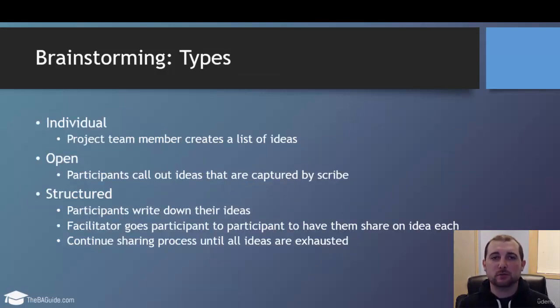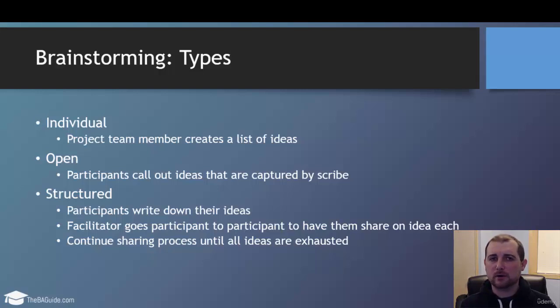So what are some different types of brainstorming? The first type is an individual brainstorm. A project team member creates a list of ideas. Personally, I think I've used this once throughout my business analyst career. A lot of it's just because with individual brainstorming, I sent them a question or a problem, I guess, and then they're brainstorming ideas.